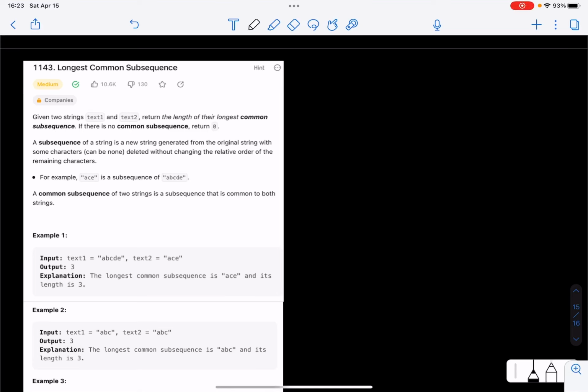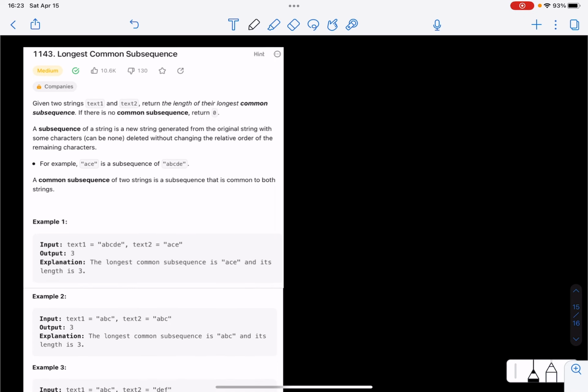Welcome to Lead Programmer. Today we are going to solve the question longest common subsequence. So we have been given two strings and we have to return the length of their longest common subsequence. And if there is no common subsequence, we return 0. So firstly, what we mean by subsequence.